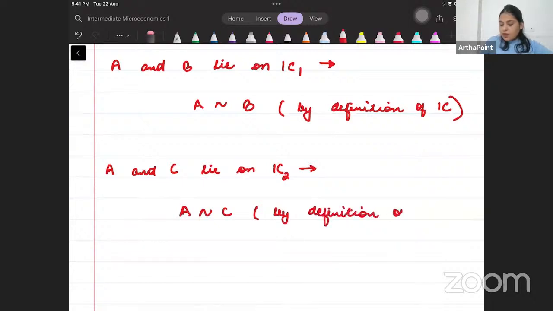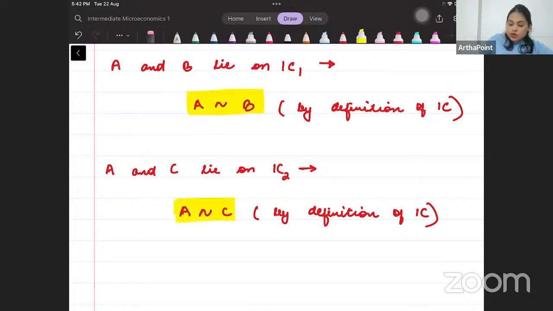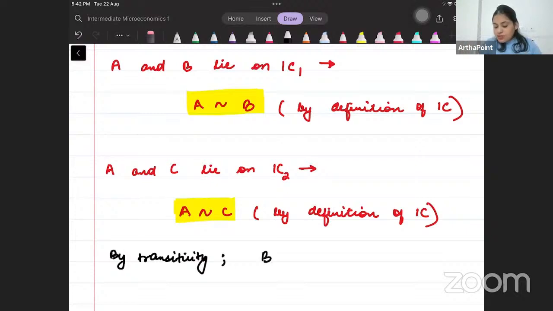अब देखो, मैं A और B के बीच में इंडिफरेंट हूं और A और C के बीच में भी इंडिफरेंट हूं. So beta, by transitivity, A और B same satisfaction देते हैं, A और C भी same satisfaction देते हैं, तो B और C भी तो same satisfaction देंगे ना. That is what transitivity is, right?